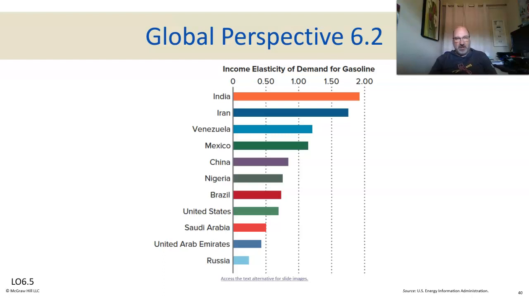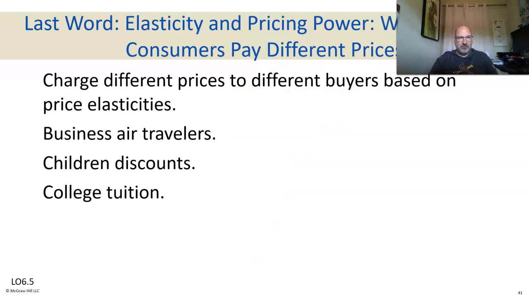Income elasticity of demand for gasoline. In India, gasoline is a luxury. Iran, it's also a luxury. Venezuela, it's still slightly a luxury. Mexico, it's slightly a luxury. China, it's a normal, necessary good. Nigeria, normal, necessary. Brazil, normal, necessary. US, normal, necessary. Saudi Arabia, normal, necessary. UAE and Russia, also normal, necessary goods.